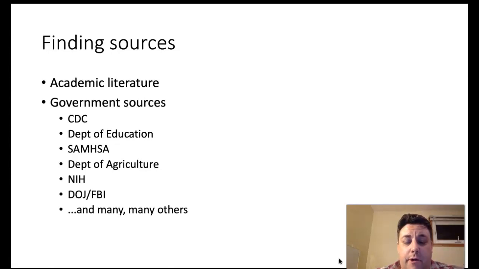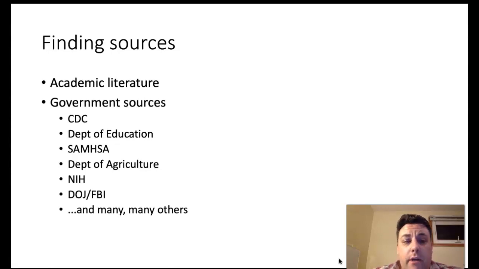The vast majority of your other sources are going to come from other places, and one of them is governmental sources themselves. So the CDC, for example, is the Centers for Disease Control, Department of Education. SAMHSA is the Substance Abuse and Mental Health Services Administration. Department of Agriculture administers the SNAP program. National Institutes of Health. It does a lot of the health research. If you did something related to crime or corrections reform, the Department of Justice and the FBI would be good places to work.